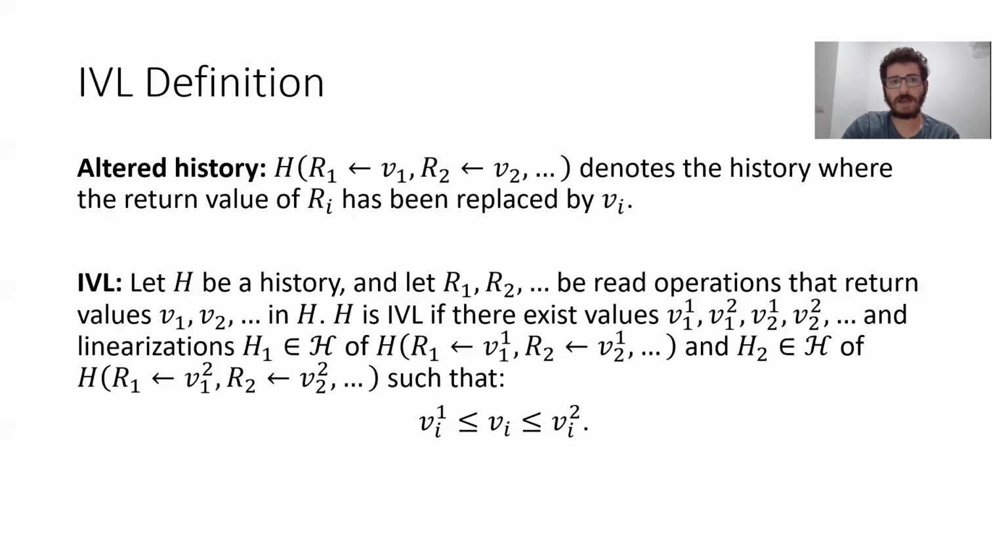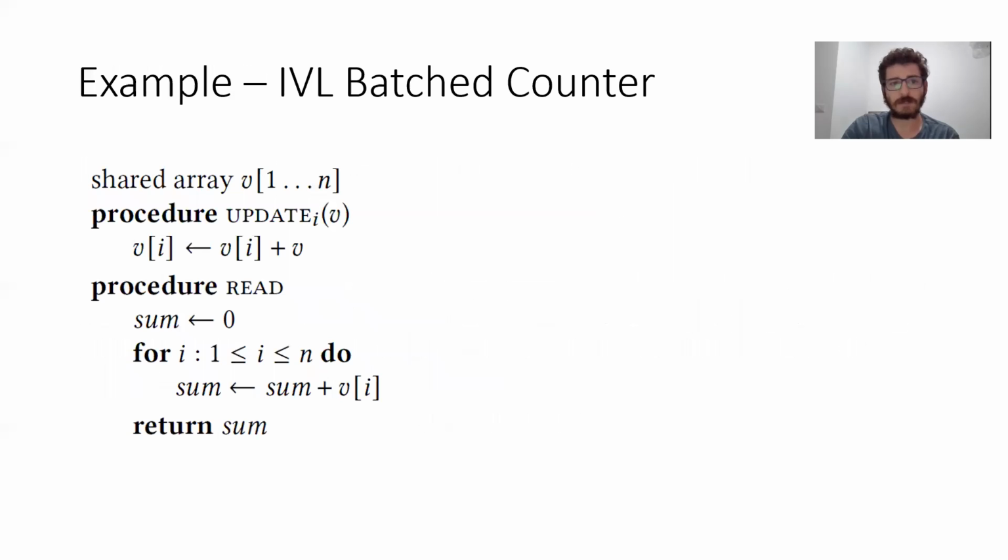As an example for IVL, we present the IVL batch counter. It has a share array with n elements. An update adds the number v to my share of the array, so vi gets vi plus v, and a read sums over the array.